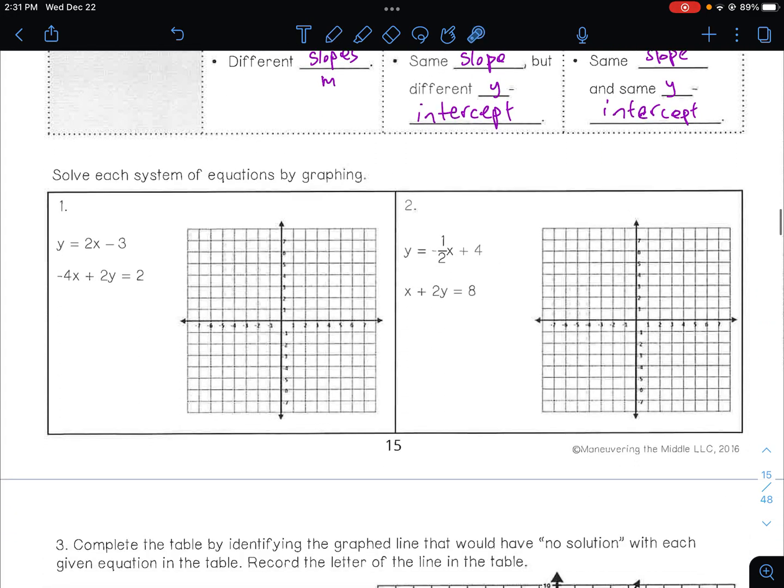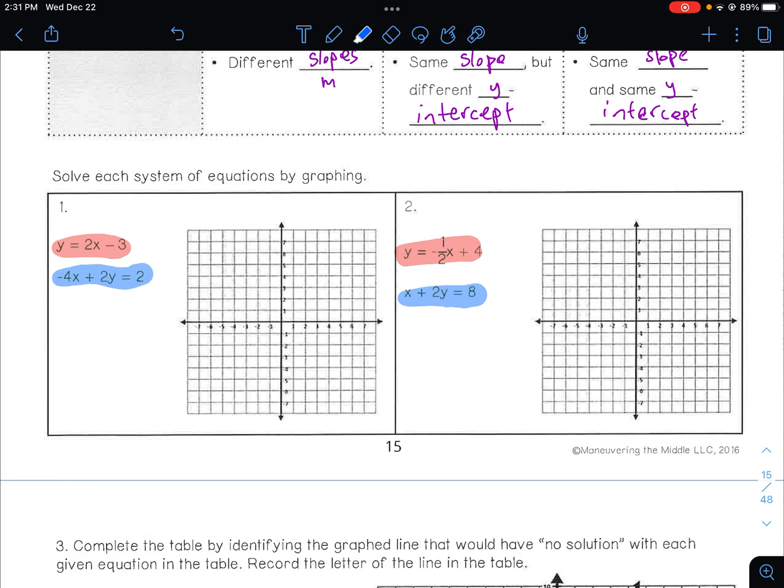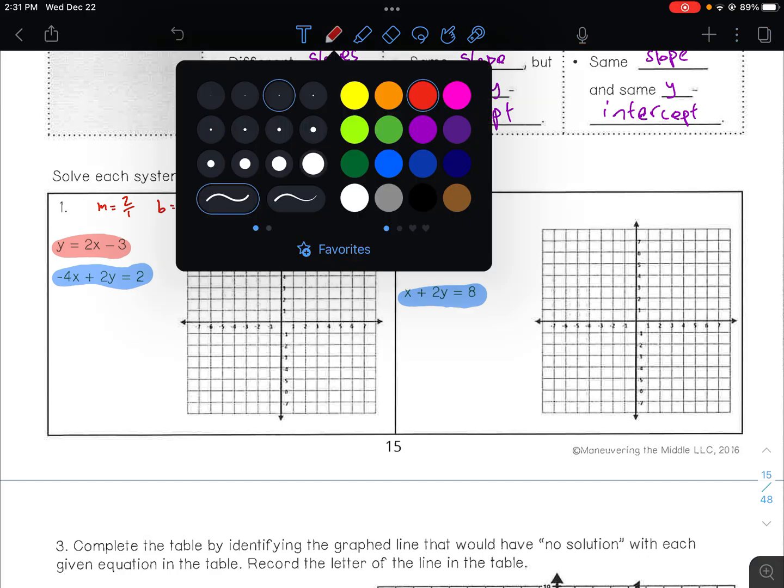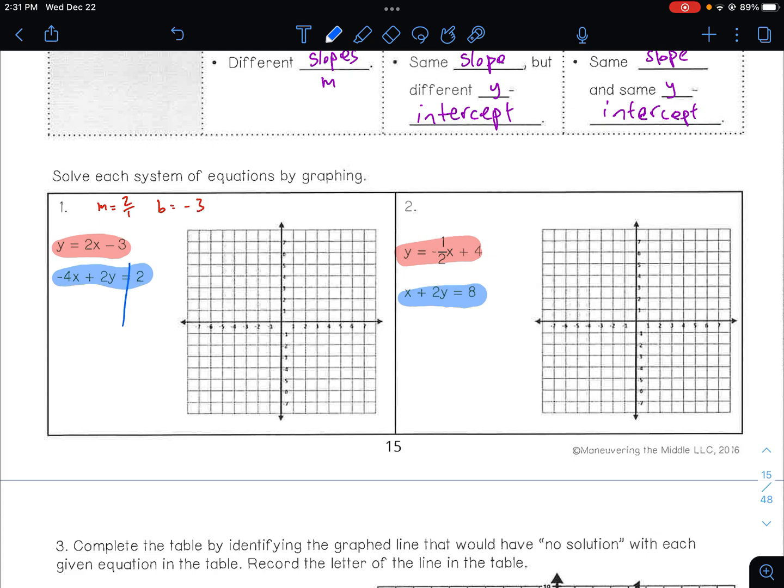So let's solve each system of equations by graphing. All right, I'm going to mark off my red equations with red lines and my blue equations with blue lines. Oh, it looks like for some of those equations I am going to have to do some work by rearranging them. On the first one, in slope-intercept form, our slope is 2, or 2 over 1, and our y-intercept is -3. For our blue line, I have to work this, so plus 4x to both sides. Cannot combine it with the 2, so keep them separate. This equals 2y equals 4x plus 2.